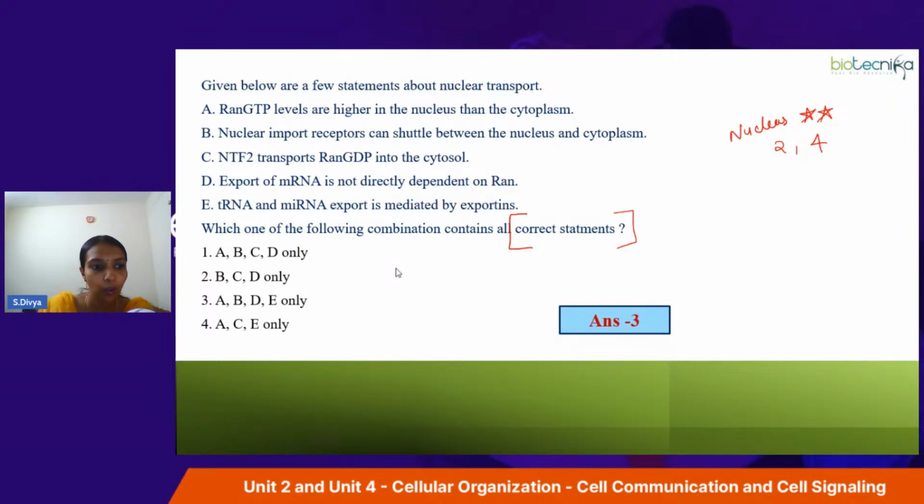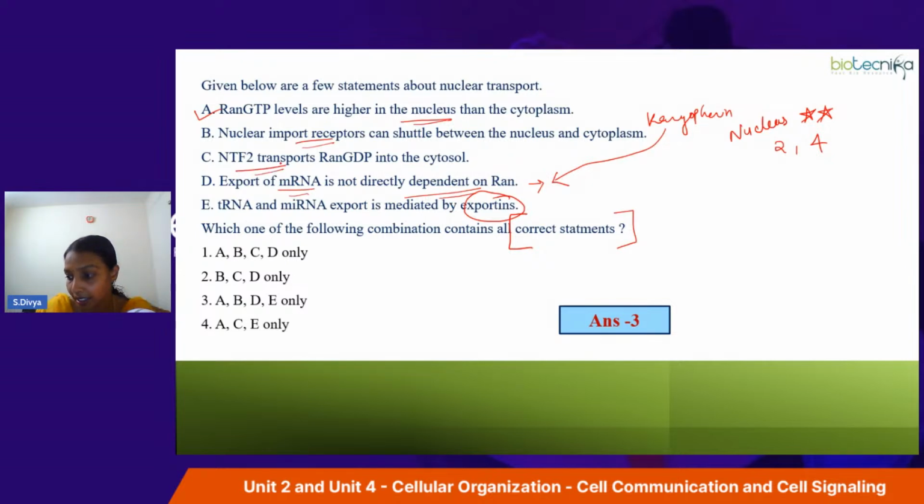The correct answer over here is A, B, D, E. That means A is correct. RAN GTP is higher in the nucleus. Nuclear import receptors, that is your karyopherin receptors, if you remember, we have importins and exportins. They can shuttle between nucleus and cytoplasm. Export of mRNA is not directly dependent on RAN because you have specific karyopherins responsible for that. tRNA and microRNAs are exported via exportins. That is correct. Now, why is this NTF2 statement incorrect?